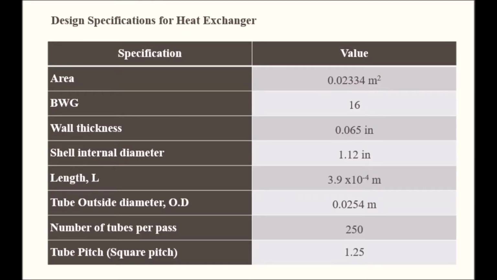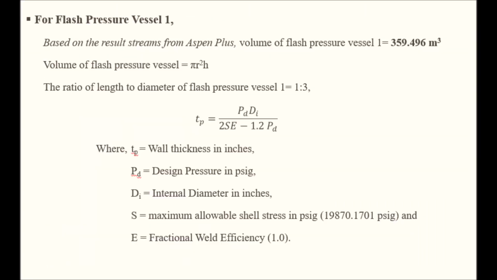This table shows the design specification for the heat exchanger. For flash pressure vessel 1, based on the result stream from Aspen Plus, the volume of the flash pressure vessel 1 is equal to 359.496 meter cube. The volume of the flash pressure vessel is equal to pi r square h, and the ratio of length to diameter of flash pressure vessel 1 is equal to 1 to 3.